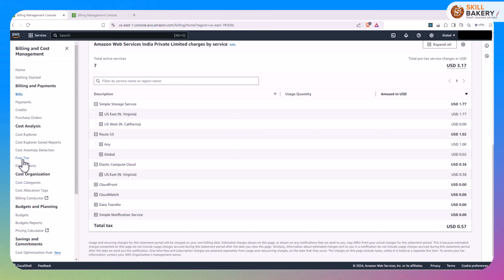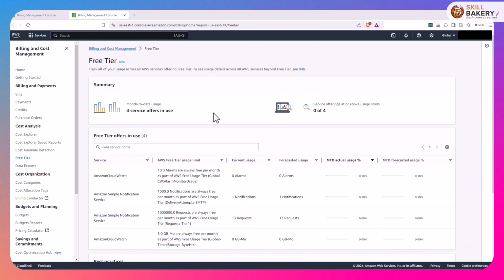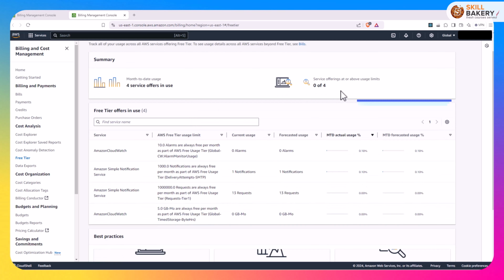And you also get this option under cost analysis, free tier. If you click on free tier, you will be getting this option, month to date usage. 4 service offers are in use, and service offerings at or above usage limits are 0. And over here you can see that month to date forecasted usage is 0.8%, and month to date actual usage is also shown over here. So for these services we are well under the free tier usage limit, and you can see the actual limit as well. So here we have the AWS free tier usage limit, and you have all these limits over here for each of these services.